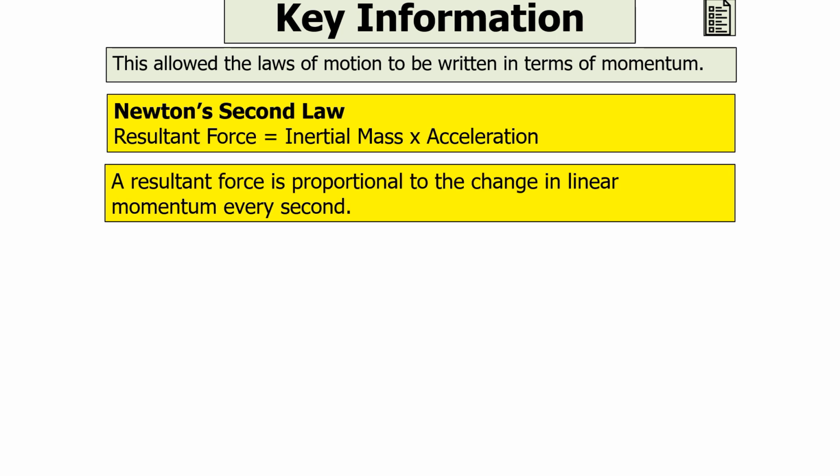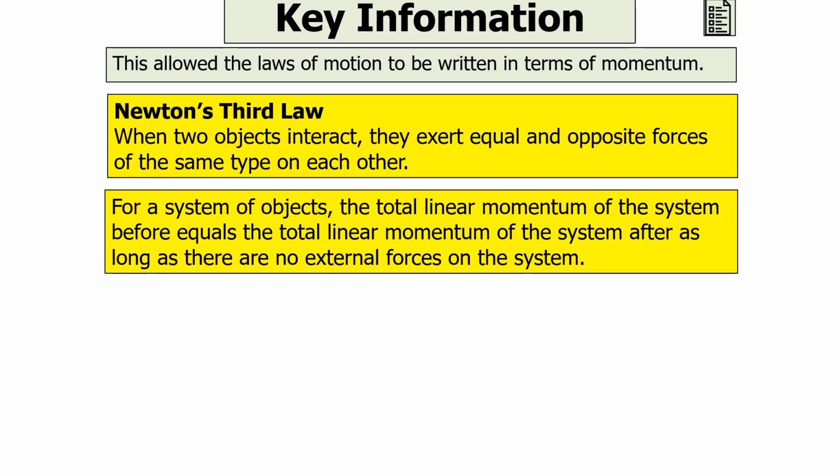Whilst Newton's second law says that the resultant force equals the inertial mass times the acceleration, we can write this as: the resultant force is proportional to the change in linear momentum every second. And finally, Newton's third law says that when two objects interact, they exert equal yet opposite forces of the same type on each other. Or we could say that for a system of objects, the total linear momentum of the system before equals the total linear momentum of the system afterwards, as long as there are no external forces on the system.